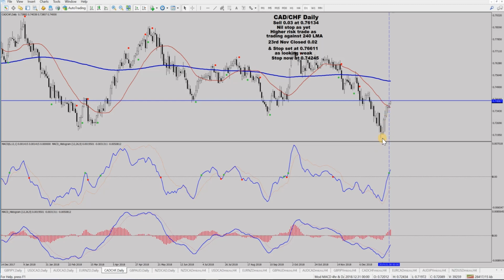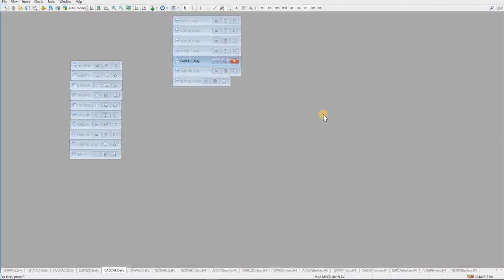Already got a green dot on the QMP filter down here. Price closed above the 25 SMA. The only problem is it is a higher risk trade as I am trading against the 240 LMA. Not necessarily a bad thing. It just means I'm going into that 240 LMA, so that'll be sort of my first target area. That's the CAD Swiss franc, just swapped from a sell to a buy on the daily Mod MACD charts.